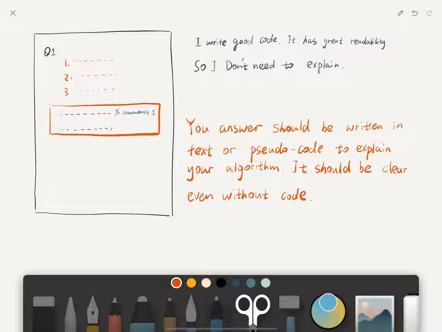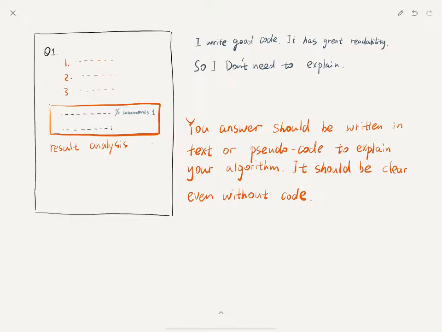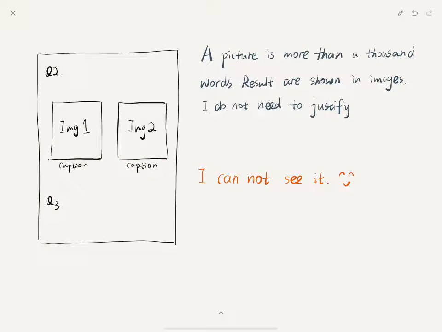Depending on the question, you may also need to provide some analysis of your results. Let's look at the second example. Question 2 asks the student to compare the output from the same image filter with two different parameter settings. The student may think a picture is worth more than 1,000 words, the results are shown in the picture, and there is no need to explain them.